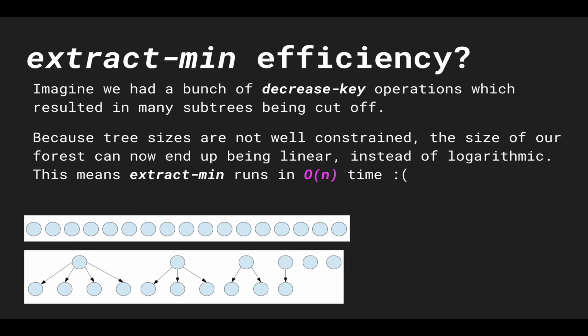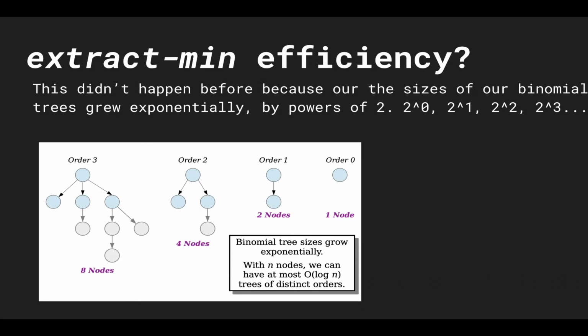So below are two diagrams of root lists or forests that result when we just run a bunch of decrease key operations all willy-nilly. We just cut off a bunch of children, and we're left with this data structure that now has a linear length, and we no longer have the logarithmic length. That happened before because the sizes of our binomial trees grew exponentially by powers of 2.